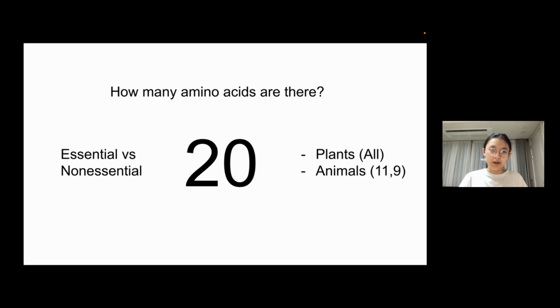These 20 amino acids divide into essential and non-essential amino acids. What determines whether an amino acid is essential or non-essential is whether we can synthesize it. An amino acid that we can synthesize is called a non-essential amino acid. One that we cannot synthesize is called an essential amino acid, which needs to be taken in by diet. Plants can synthesize all of the amino acids. However, for animals, I think we have 11 non-essential amino acids and 9 essential amino acids that we cannot synthesize, and thus must be taken in by diet.